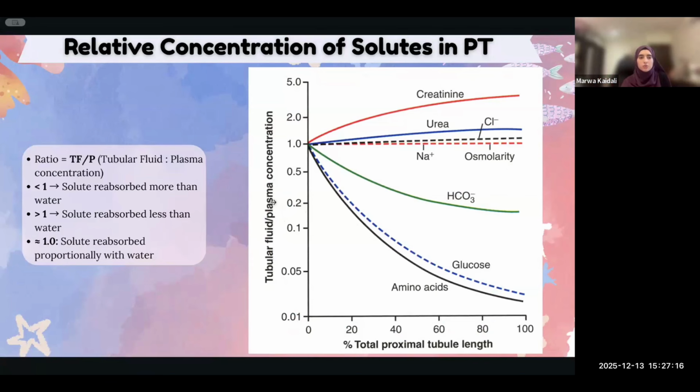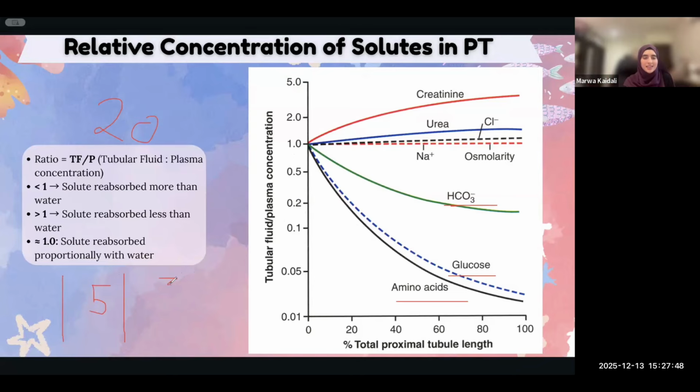For bicarbonate, glucose, and amino acids. Exactly. So in the tubular fluid, their concentration would be low, okay? But in the plasma, it would be high. So now let me just try to draw this out. Let's say their concentration totally is 20. Now let's say this is my tubular fluid, and we said that their concentration in the tubular fluid is going to be low because they got reabsorbed, correct? So let's say their concentration left is 5.